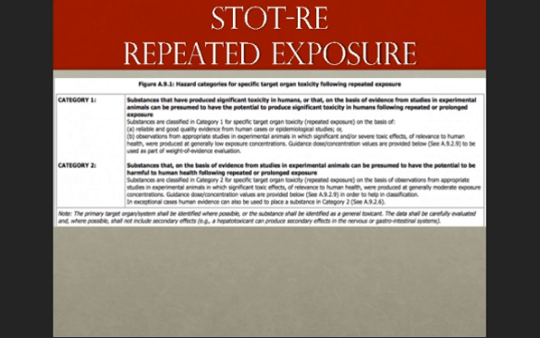Category 1 pertains to chemical substances that have produced significant toxicity in humans, or that, on the basis of evidence from studies in experimental animals, can be presumed to have the potential to produce significant toxicity in humans following repeated or prolonged exposure. Category 2 pertains to chemical substances that, on the basis of evidence from studies in experimental animals, can be presumed to have the potential to be harmful to human health following repeated or prolonged exposure.